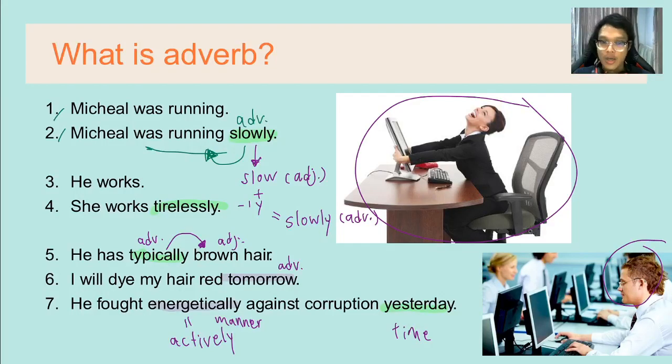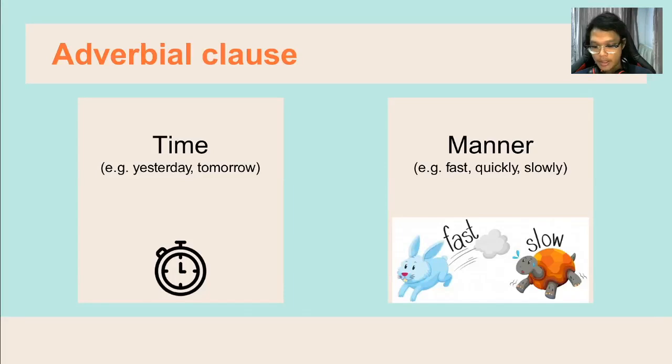Okay, so now we know that in our sentence we have two kinds of adverb. Adverbs that can describe manner, and do you know what the word manner means? So here's the conclusion. We have adverbs to describe time, and adverbs to describe manner. If you don't understand what the word manner means, you can look at the pictures below. The picture is about a rabbit and a turtle, right? Those two little animals have their own characteristics. Can you imagine how the rabbit runs, or how the turtle runs?